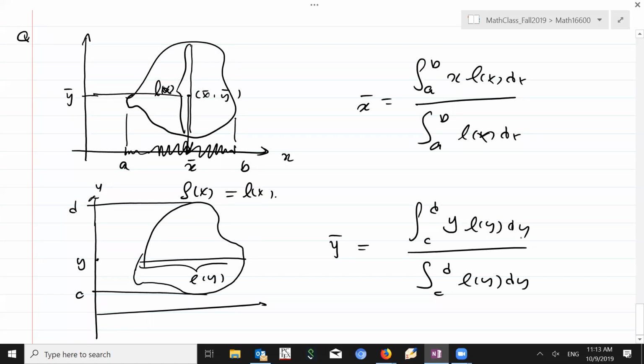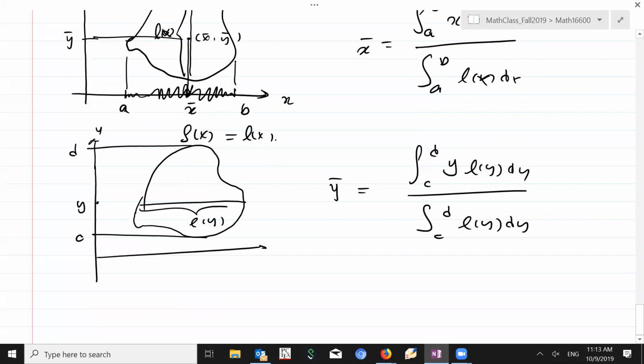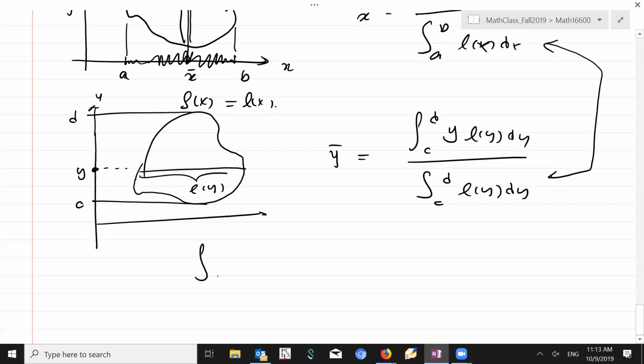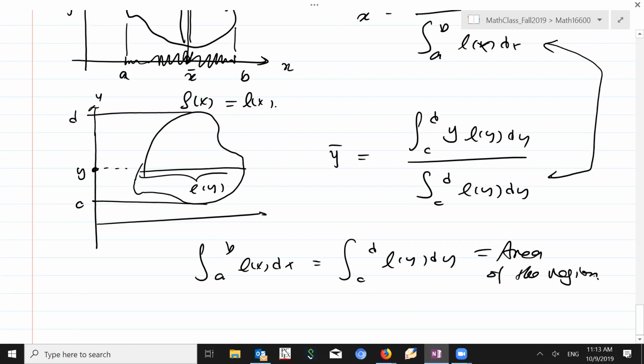But here's the problem: sometimes the region is described by a function, and it's harder to calculate the length of the cross-section at point y. It's easy to find L(x), but maybe not easy to find L(y). So how do you change the integral? The denominator parts are the same. They give the same area, which is actually the area of the region. So as long as you evaluate the first integral, you solve the problem.